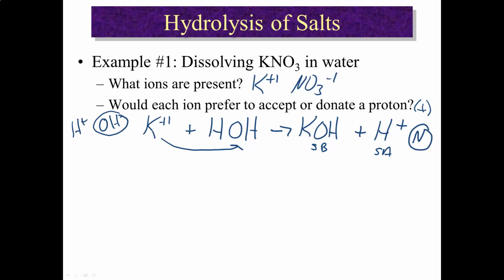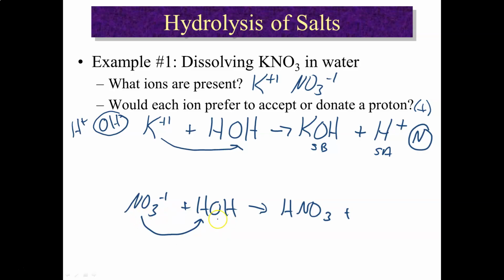The other ion is nitrate, NO3-1. All right, let's do hydrolysis. When NO3-1 goes through the hydrolysis reaction with water, it's not going to react with the OH. It's going to react with the H+. So we're going to make HNO3 plus what's left over? Well, the nitrate reacted with the hydrogen, so we have hydroxide left over.